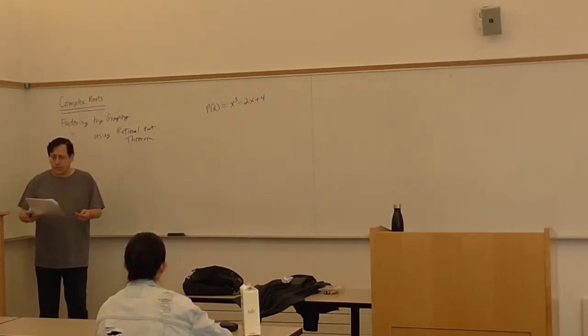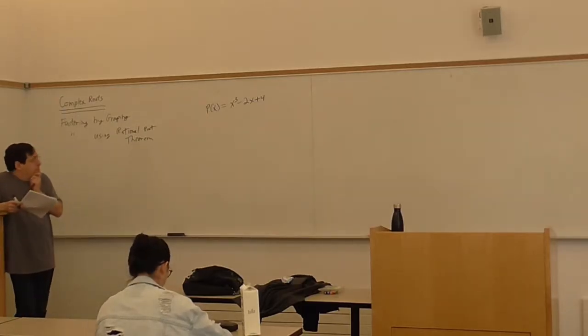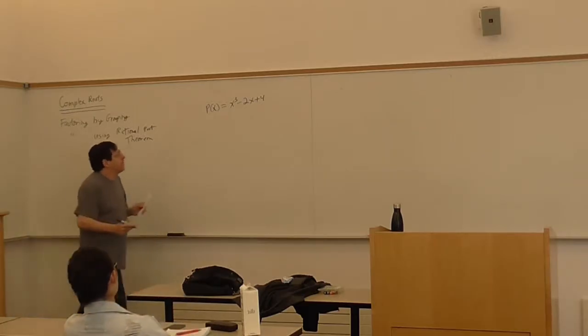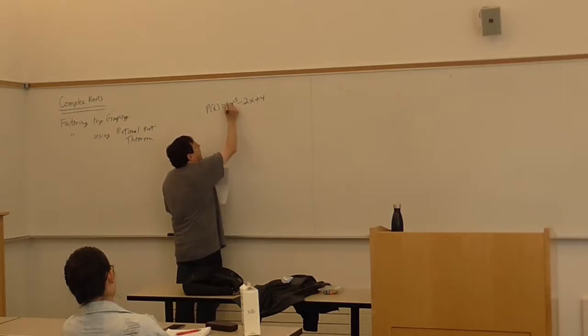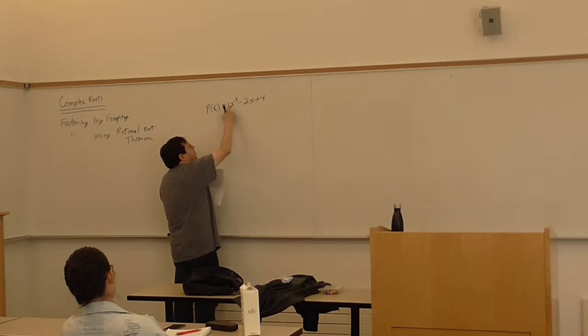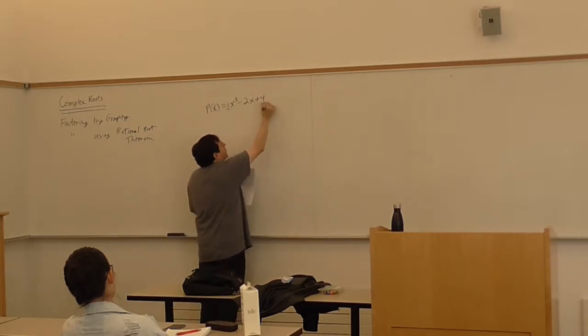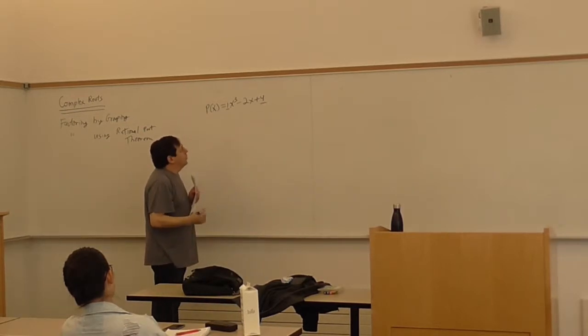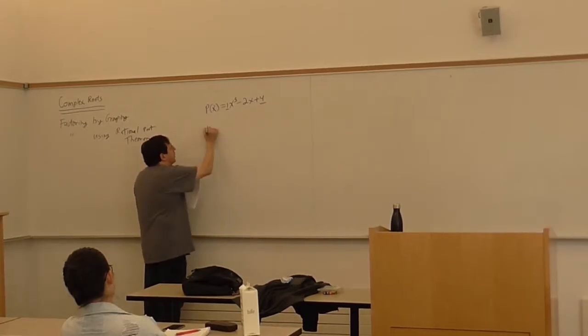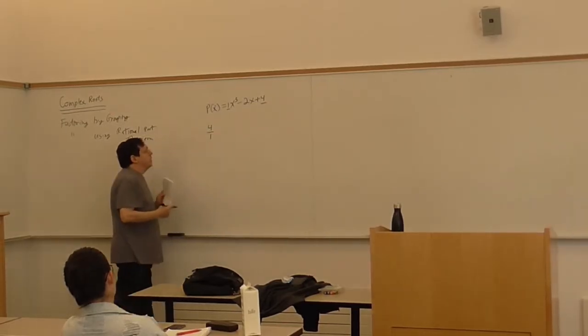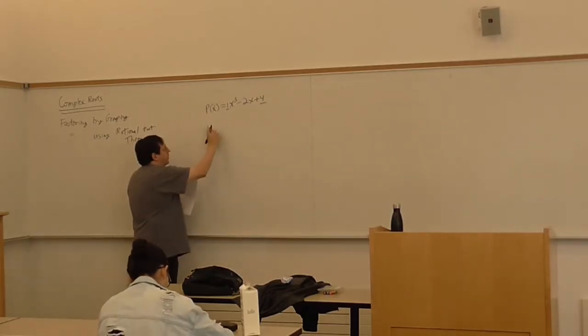Factor it or find the roots, either way. So this doesn't fit any pattern we know, but we can look at the a, the coefficient of the leading term, and the constant term. And using the rational root theorem, we know that any rational root will be a factor of 4 on the top and 1 on the bottom.